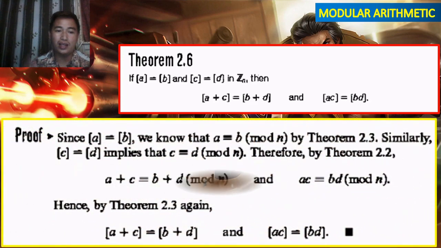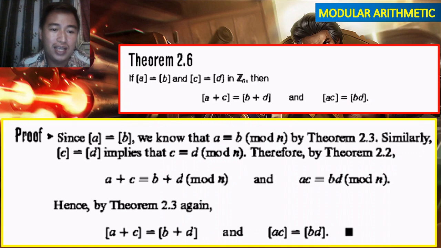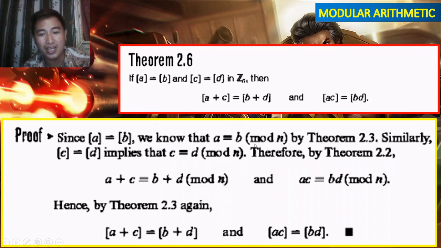Okay. Like prove pa. So prove since A is equal to B so yung equivalence classes we know that kung equal din sa meaning class by theorem 2.3 A is congruent to B mod N. So, similarly, kadisang sa C. C is equal to D implies C is congruent to D mod N. So, therefore, by theorem 2.2, gamitan natin 2.2 class.